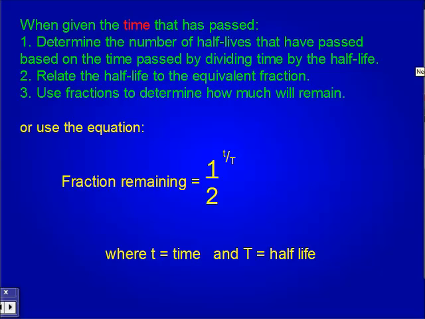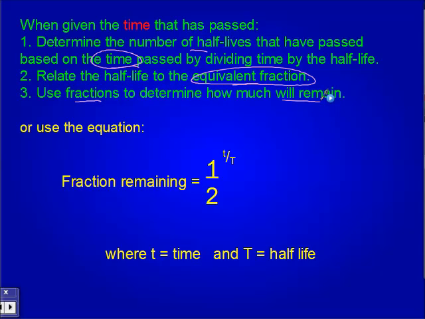Again, we can go the other direction. I'm given the time. Given 3 half-lives have passed, or 24 days have passed, I want to figure out now how much remains. So it's essentially backwards. First, you figure out how many half-lives have passed, based on the time that's passed. Then I'm going to relate the half-life to the fraction, so I'm going to try to find the fraction. And then I'm going to use those fractions to figure out how much will remain.